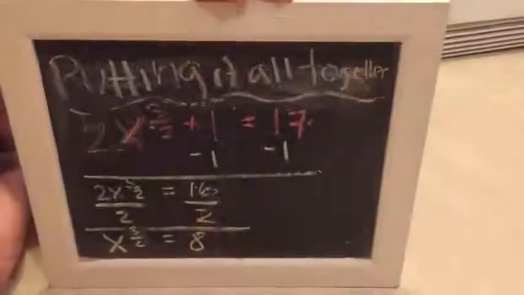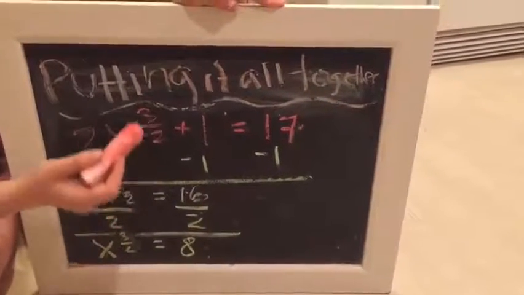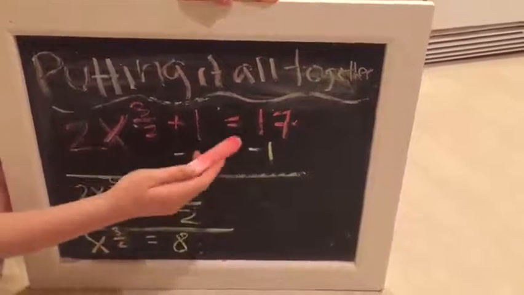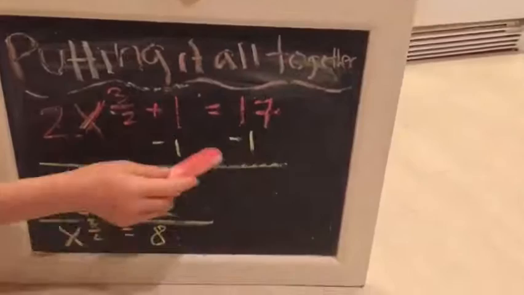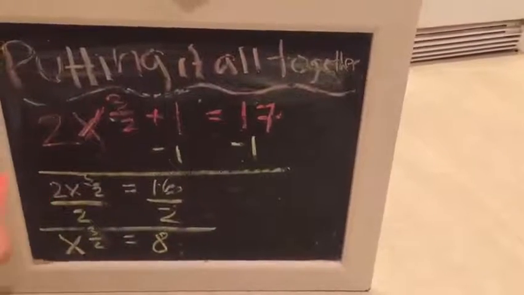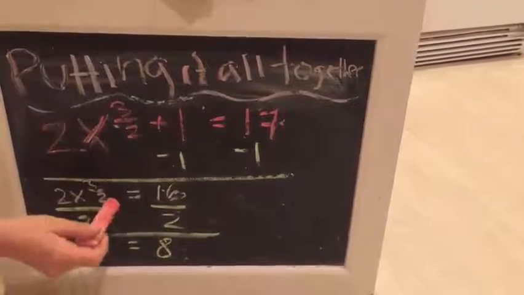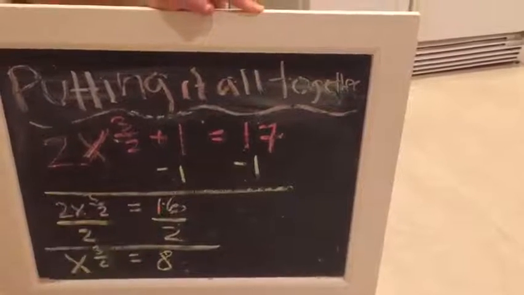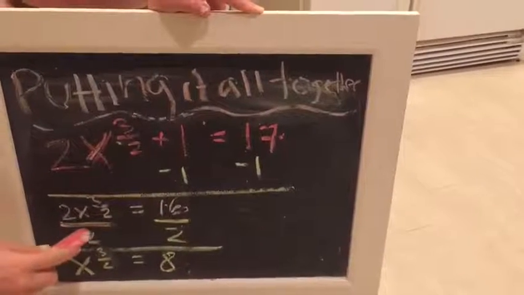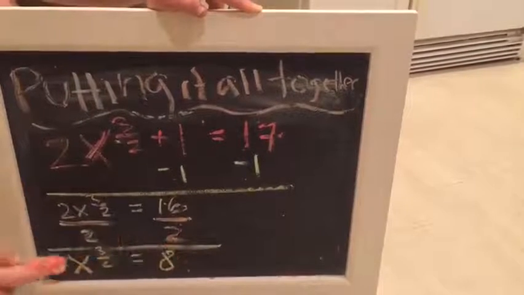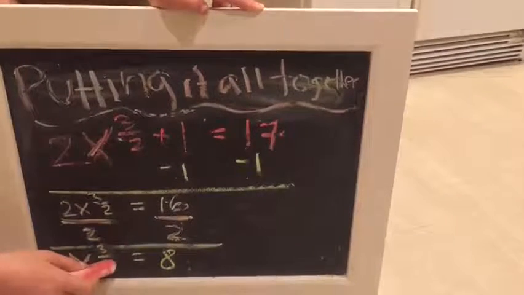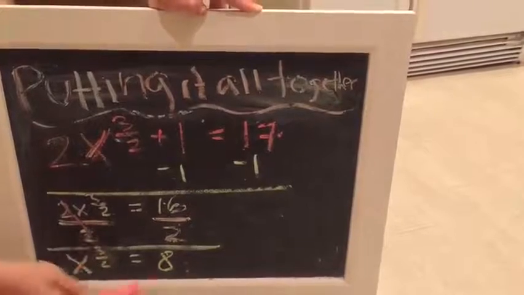For our last example, we have 2x to the 3 over 2 plus 1 equals 17. So your first step is to subtract 1 from each side, and that would give you 2x to the 3 over 2 equals 16. Your next step is to divide by 2 on both sides, and that will give you x to the 3 over 2, because the 2's cancel out, equals 8.